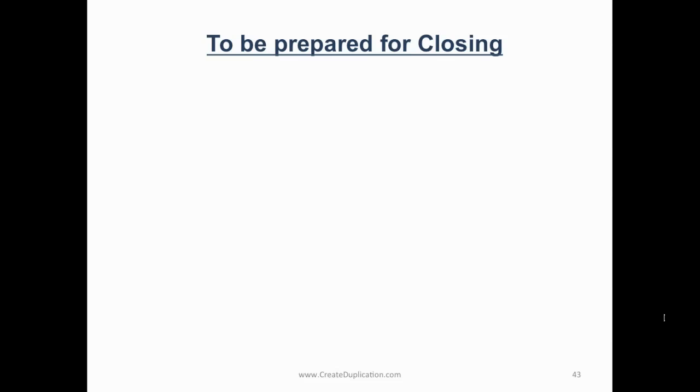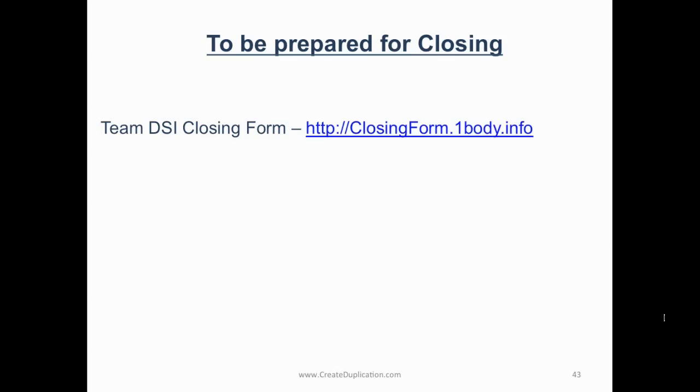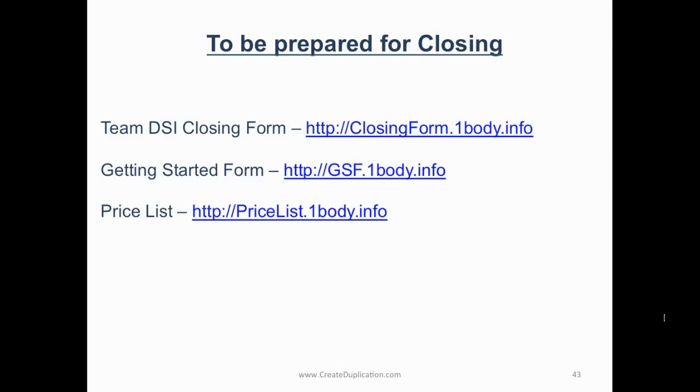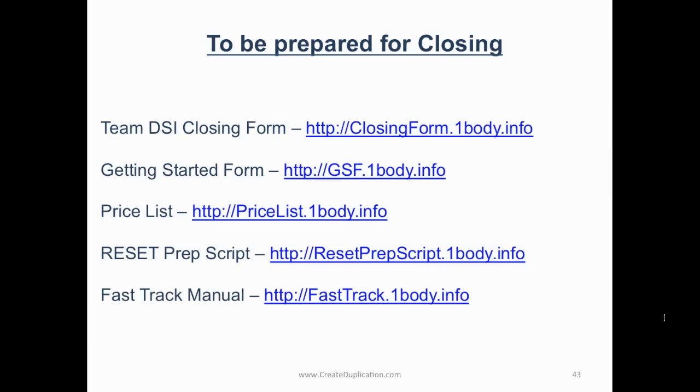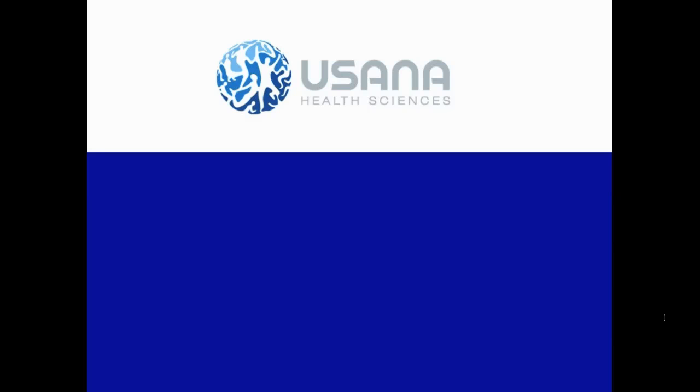So to be prepared with the closing, you want to have of course the Team DSI closing form, the 2-page form that you print out back to back, 10 copies, the getting started form and the price list, of course, the reset prep script, which will soon be part of the fast track manual as well, and the fast track manual. Always want to be carrying all of these with you at all times. Multiple copies. So again, you want to be prepared at any closing.